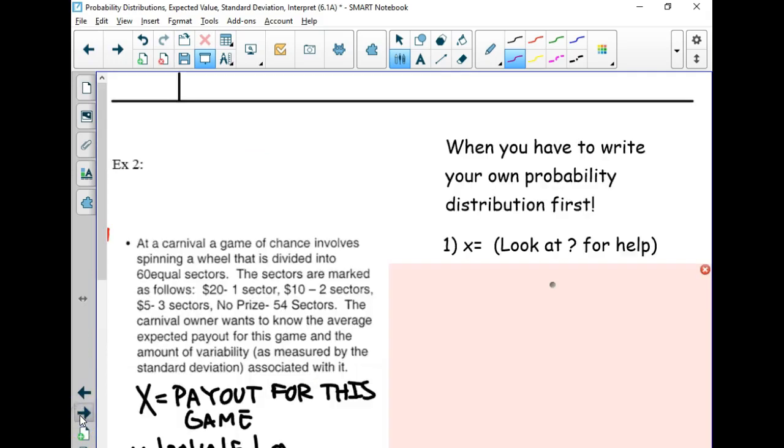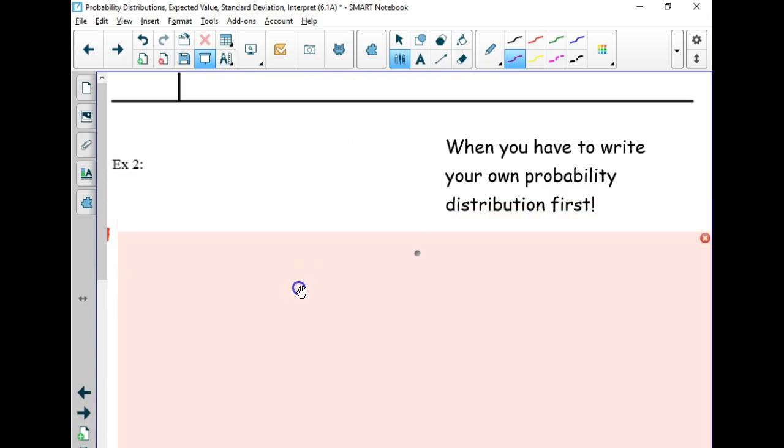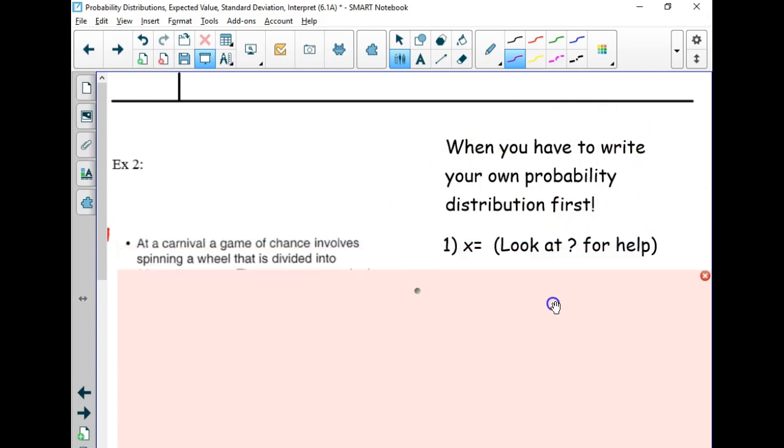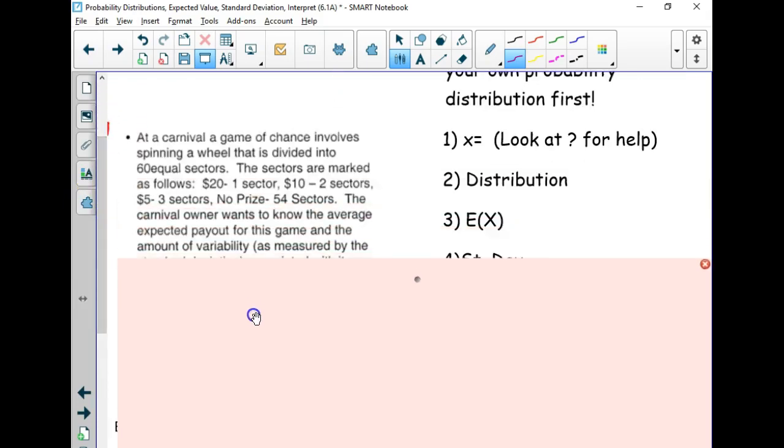Okay, moving on. At a carnival game, okay, we're going to talk about this one. And now, how does this change? I'm not trying to be redundant, but to see how this changes, we have to write our own probability distribution first. So I'm not going to go through everything with you. I'm just going to write that probability distribution. In order to write that probability distribution, I need to figure out what x is equal to first and look at the question for help.